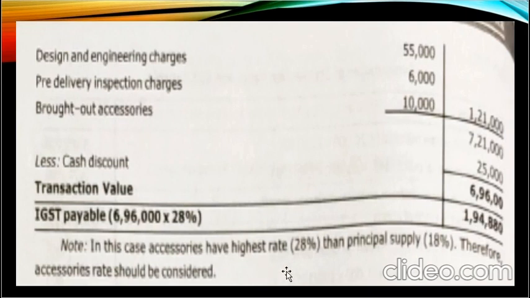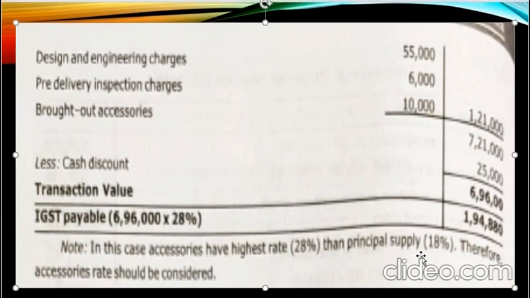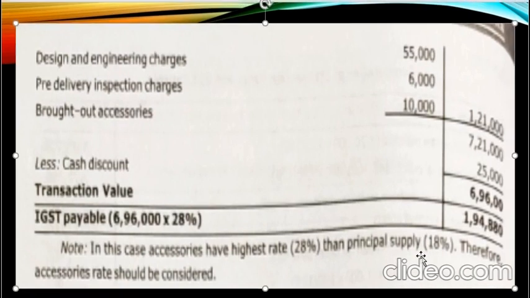Note, in this case, accessories have a higher rate of 28% than the principal supply at 18%. Therefore, the accessory rate should be considered because this is a mixed supply. In a composite supply, you will always be taking the principal supply rate. So if this problem is a composite supply, then what is the principal supply rate? 18%. You will be taking 18%.